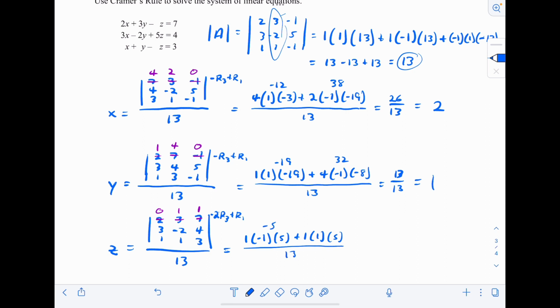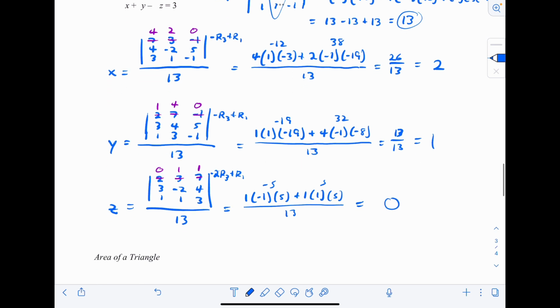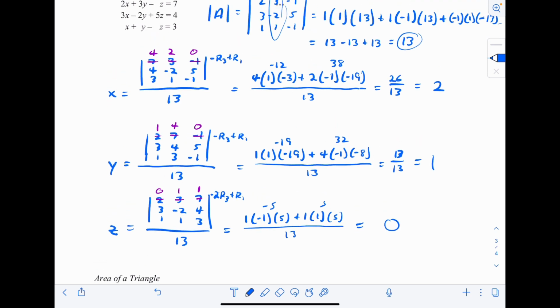And we've got negative 5 plus 5. That's just going to give us 0. So that is your solution. We've got x equals 2, y equals 1, and z equals 0.